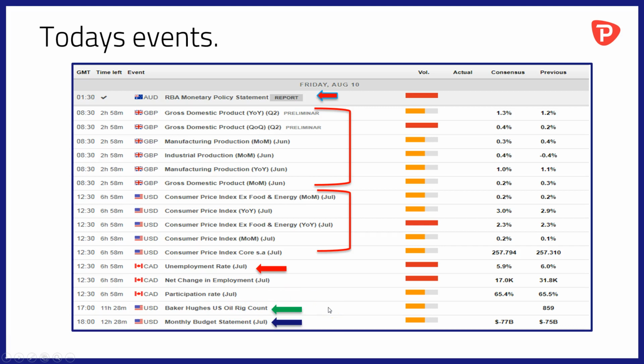Fast forward to 1700 and the influential Baker Hughes US oil rig count. US data this week, of course, has showed a build in crude supplies in the States. I wonder if we'll see a higher number of rigs active in the US on the back of that. And then at 1800, if you're still in the market on a Friday evening, it's the US monthly budget statement for July, a chance to peruse the state of US government finances.